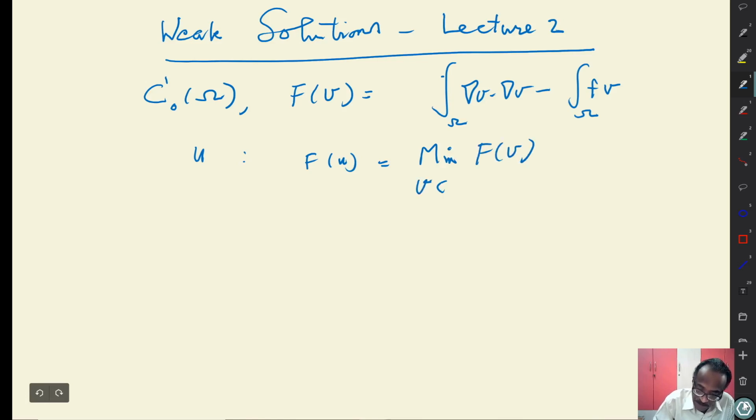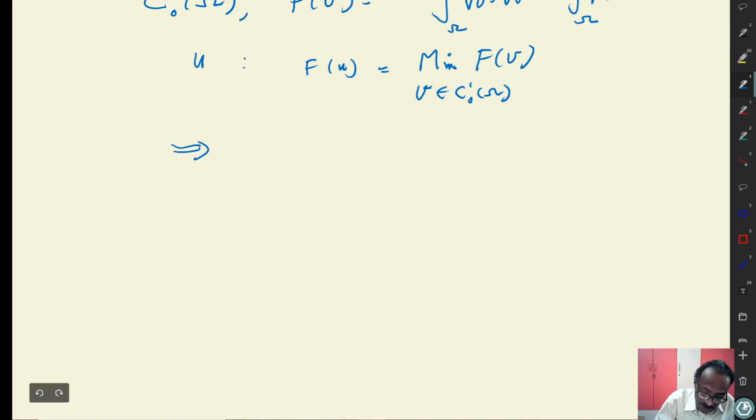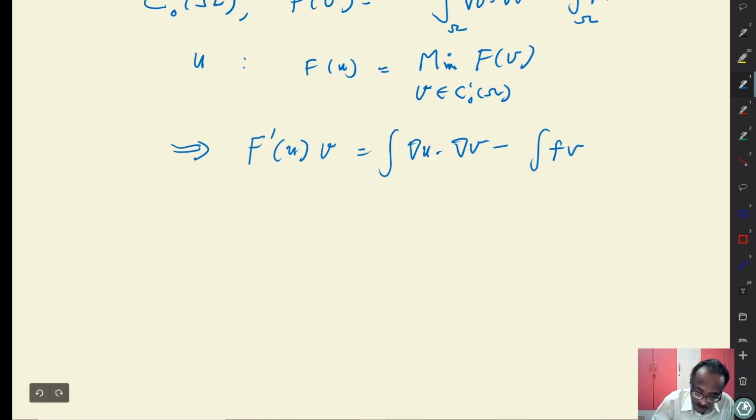This also motivated why we considered that space, which need not be the correct space, but we have motivated this. Then we have introduced in the process a linearization, the first derivative. Everything was a little vague, we did not give the definition here. F prime of u, v is equal to the integral of grad u grad v minus the integral of f v, everything in omega. Therefore u is a minimizer implies you have F prime of u equal to 0.